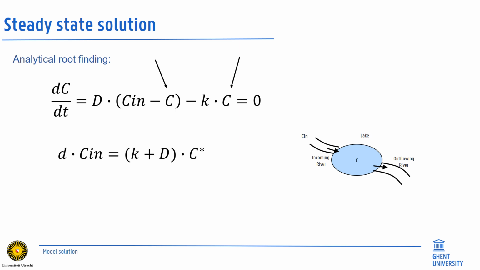Putting all the terms with C on the right hand and those without on the left hand, simple algebra then brings us to the equilibrium conditions: D divided by K plus D, times C in. This solution is correct for any set of parameters D, K and the starting conditions C in.